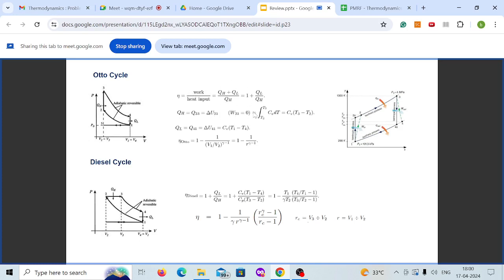Similarly, heat input is nothing but the integral of Cv dT between the two temperatures T2 and T3. Because this is occurring at constant volume, this will become Cv (T3 minus T2). So that gives you the heat transfer, and QL is nothing but Cv (T1 minus T4), again because it's occurring at constant volume. Using this, when you substitute, your Otto cycle efficiency will become 1 minus 1 by r^(gamma minus 1). r is nothing but your compression ratio V1 by V2. So this gives you the Otto cycle efficiency.